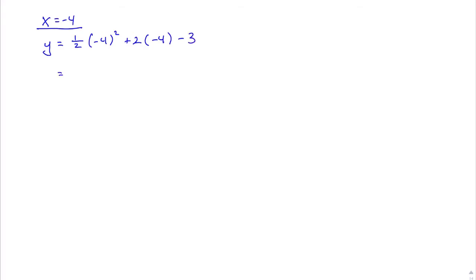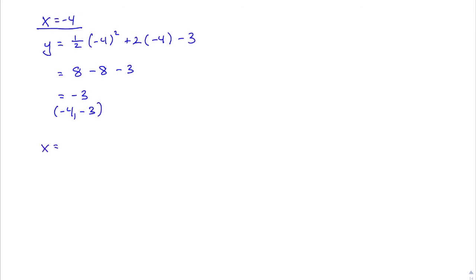-4 in parentheses squared is 16. 16 times a half is 8. In the middle, 2 times -4 is -8. And then we have the minus 3. So 8 minus 3 is -3. And that gives us the ordered pair, -4, -3. In a moment, I will transfer all these values back to that table.